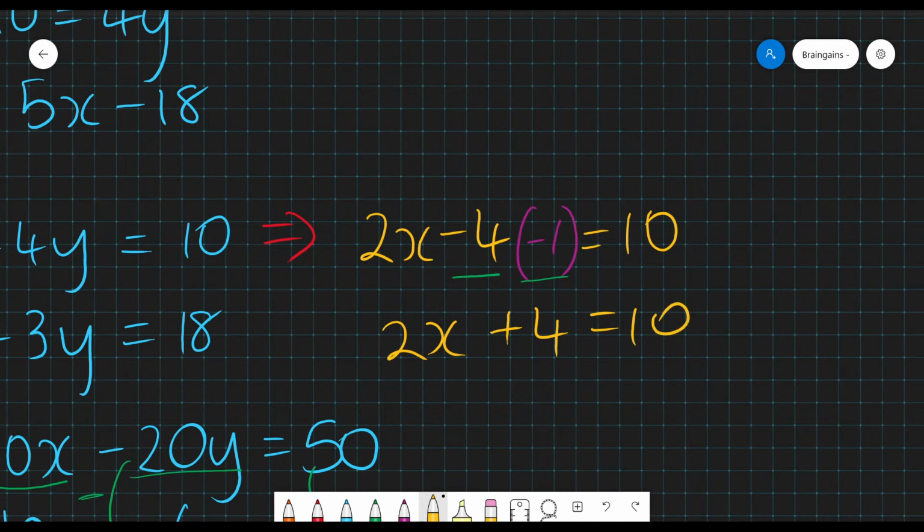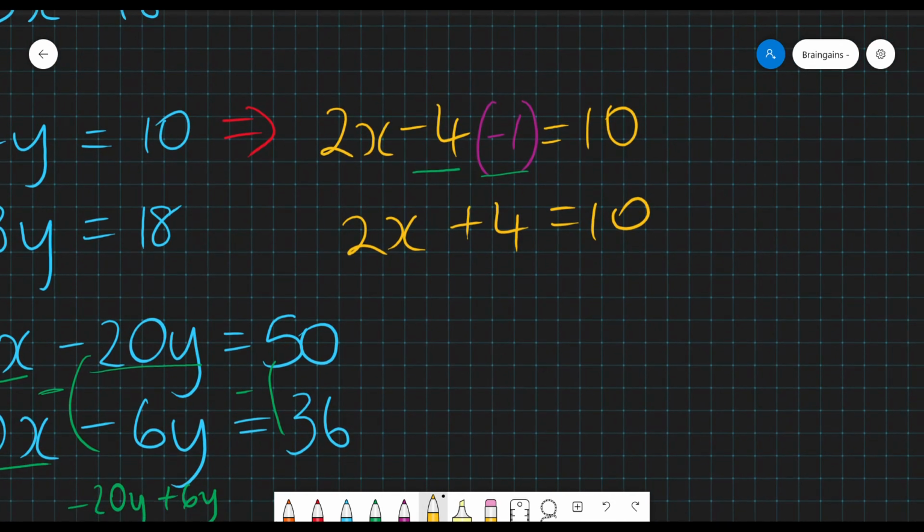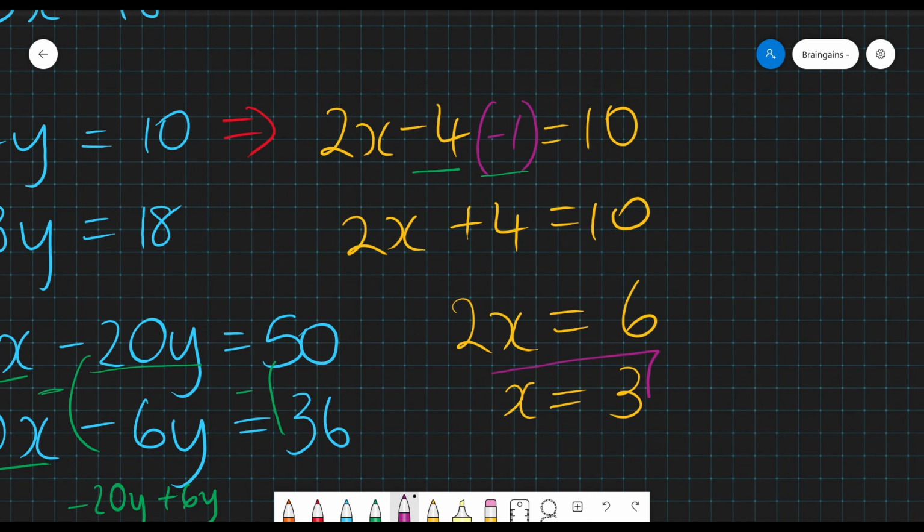And now to find the value of x, first we need to subtract 4 from both sides. So it becomes 2x equals 6. And now we divide by 2, so we get x equals 3. And now we have found our value of x. And that is how you solve simultaneous equations.